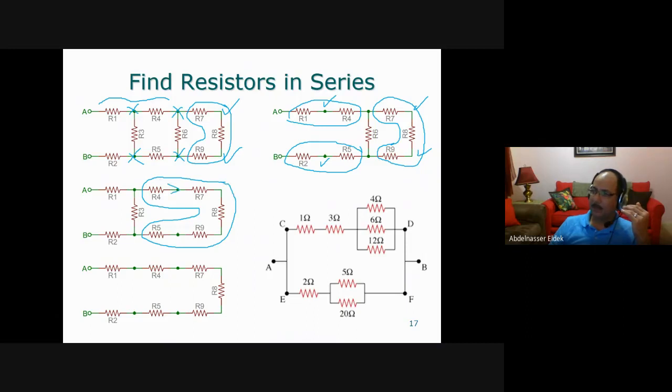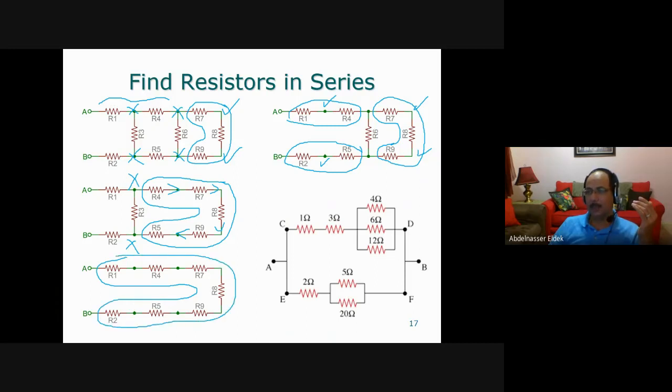If you have a current here, the current will not change. It will be the same. Okay, that's it. You don't have any other series connection. Why? Because this one is not a series node. This one is not a series node. For this one here, all of them are in series. And if you have a current here, the current is one current. You don't have any splitting points here to divide the current.